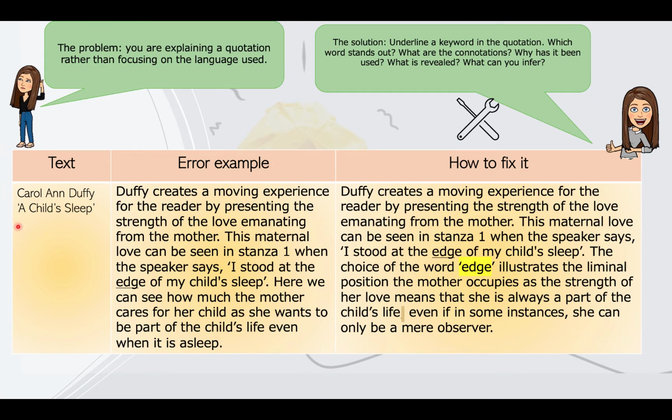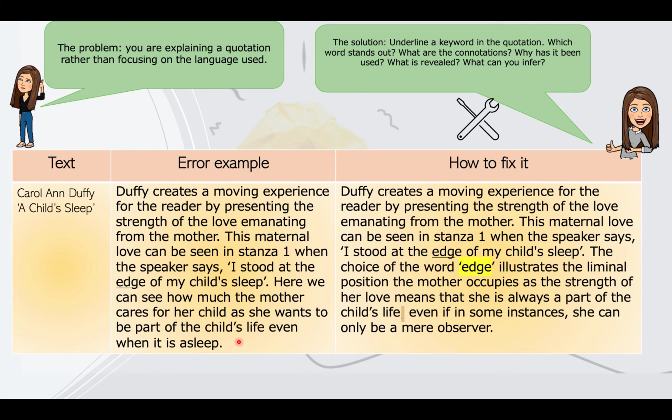So let's have a look at an example. This is taken from a literature essay on Carol Ann Duffy's poem A Child's Sleep. So let's have a look at the error. "Duffy creates a moving experience for the reader by presenting the strength of the love emanating from the mother." Very clear point. It's obvious that this person understands what the poem is about. "This maternal love can be seen in stanza 1 when the speaker says, 'I stood at the edge of my child's sleep.'" So good quotation, it's embedded and introduced, so let's see what they do with it. "Here we can see how much the mother cares for her child as she wants to be part of the child's life even when it's asleep."